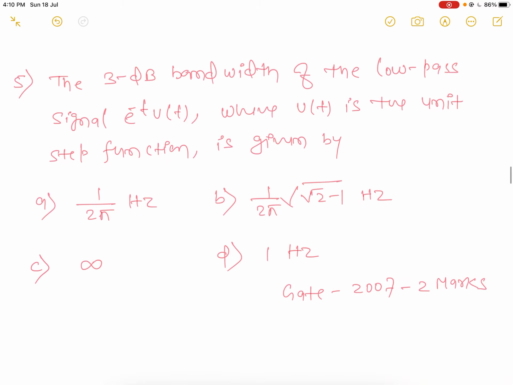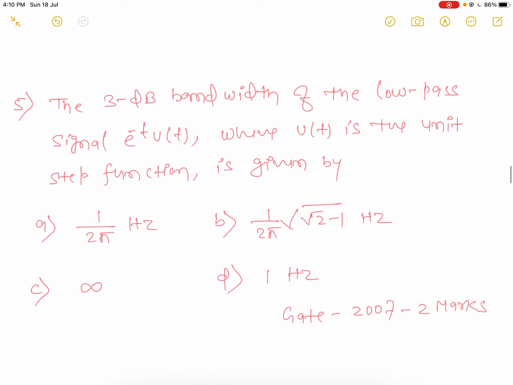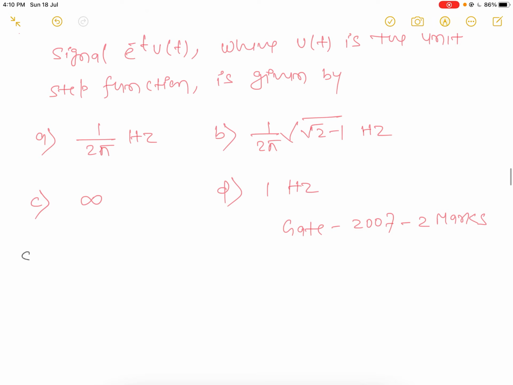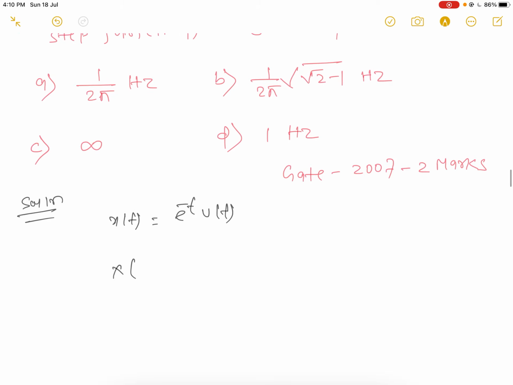Okay, now comes the next question, question number 5, asked in GATE 2007 for 2 marks. The 3 dB bandwidth of the low pass signal e to the power minus t u(t), where u(t) is the unit step function, is given by. Here x(t) is the given signal e to the power minus t u(t). When we take X(j omega), it becomes 1 upon j omega plus 1.